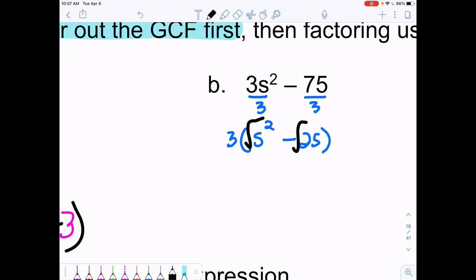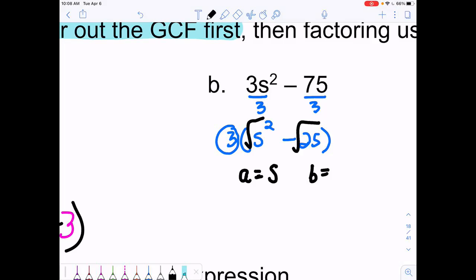So Nakai, the square root of s squared, what times what makes s squared? Just the s squared. So forget about the 3. We're gonna forget about it. What times what just makes s squared? I'm gonna forget this for now. That's just an s. S times s makes s squared.